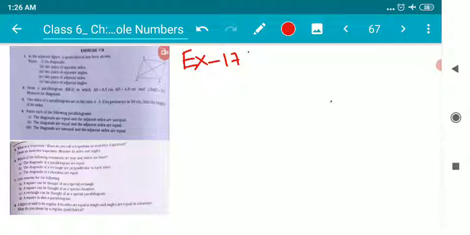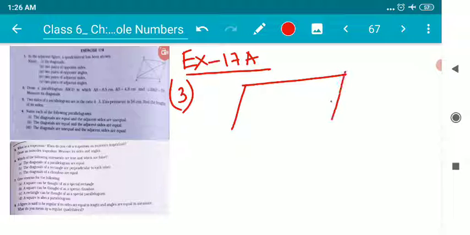This is exercise 17A, question number 3. Okay, children, so let us read the question first. Let us understand the question. The two sides of a parallelogram are in the ratio. Let me draw a parallelogram first. Two sides of a parallelogram are in the ratio 4:3.